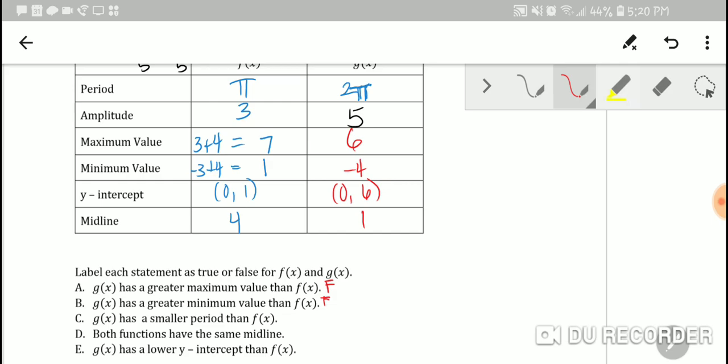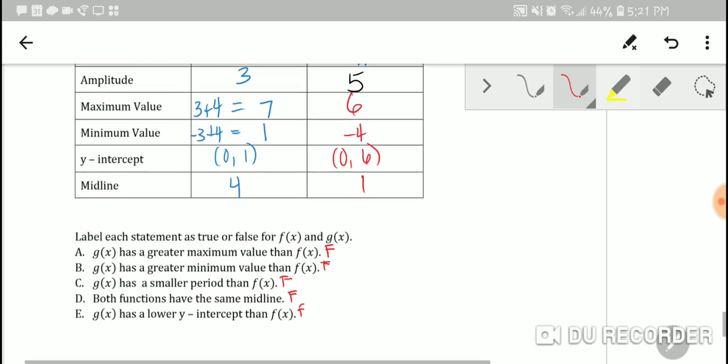G of x has a smaller period. Nope, that's false as well. G of x has a larger period. 2 pi is larger than pi. Both functions have the same midline. Nope, still not true. One's at 4, the other's at 1. G of x has a lower y-intercept. Nope, false again. G of x's y-intercept is at 6, f of x is at 1.